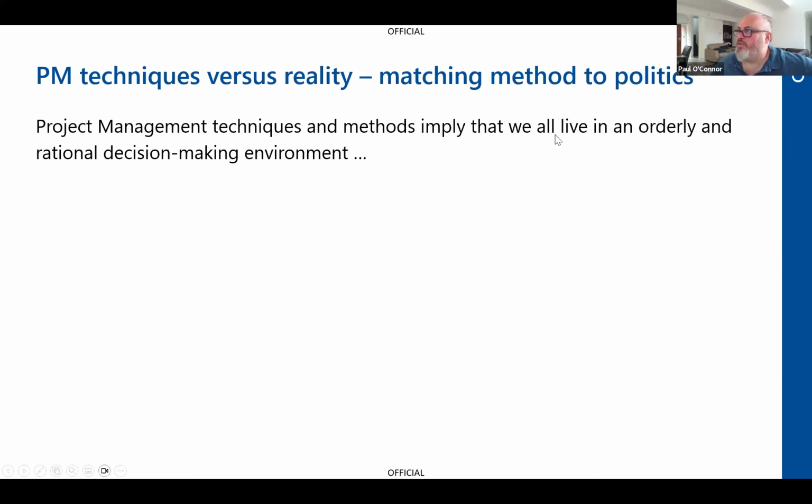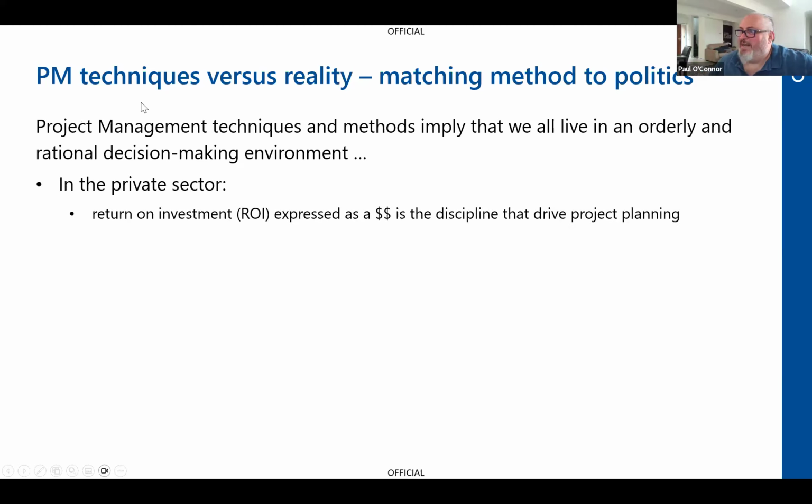I think one of the challenges we face is that we're all brought up in this paradigm as project managers where it's all orderly and we make decisions that are based on facts and links and then we do end-to-ends and start-to-starts and we make it all look like it's all science and that there's a rational process behind everything. And in the private sector, yes, maybe.